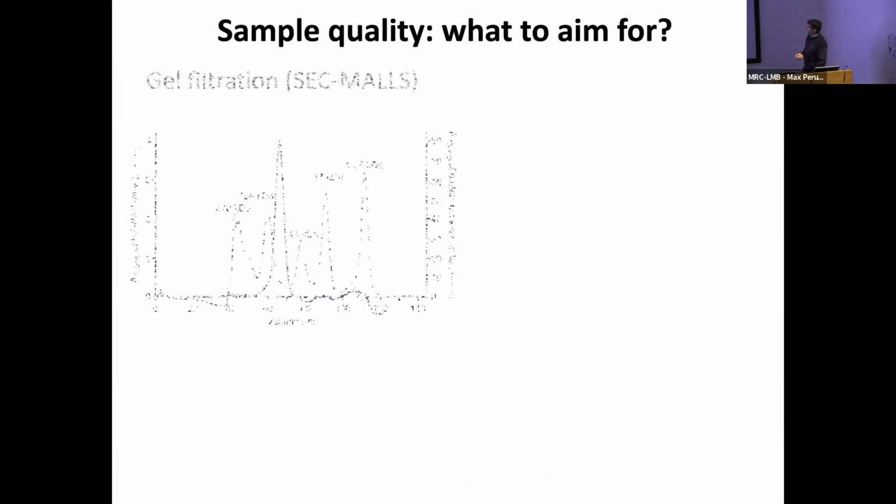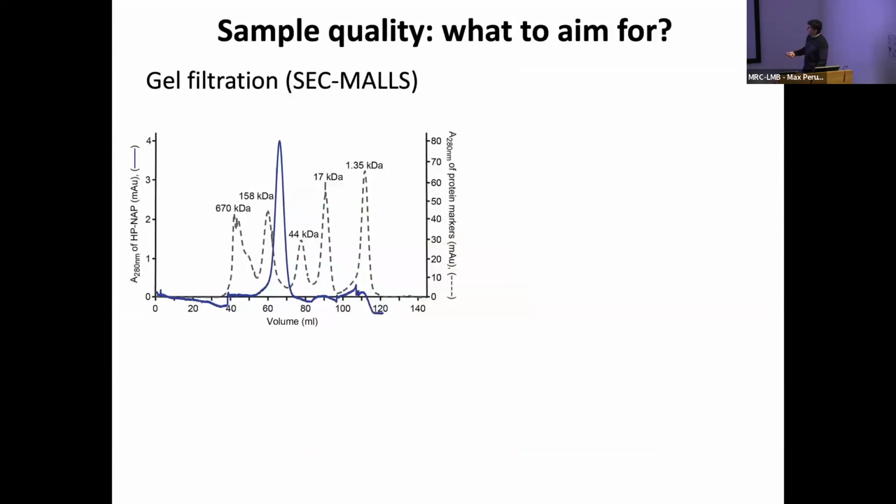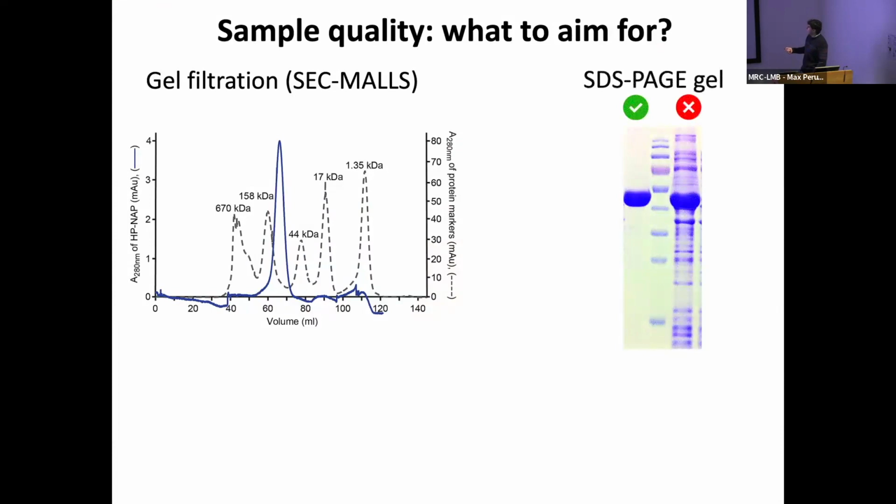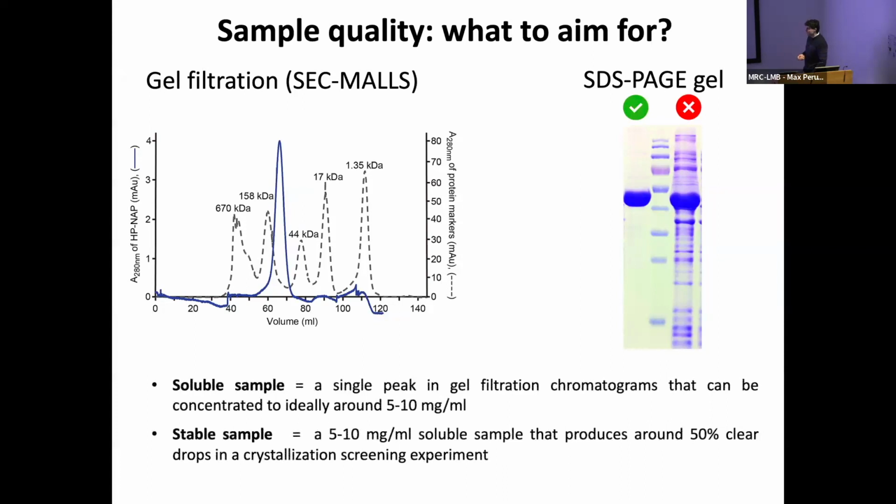Sample quality. Ideally, we like you to have a protein that, once you run it on gel filtration, gives a nice single peak without any other contaminations. And this is what it should look like on a gel. We like your sample to be soluble, which means you can easily concentrate it up to 5 to 10 mg per ml. And we like your sample to be stable, which means when we set up the crystallization screening, at least 50% of the drops stay clear. If you see precipitation everywhere, it's unlikely you're going to get crystals.